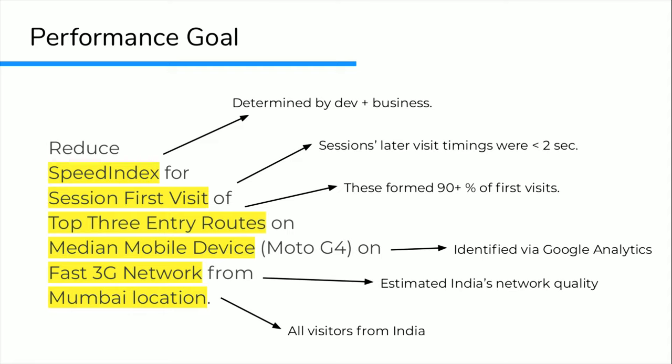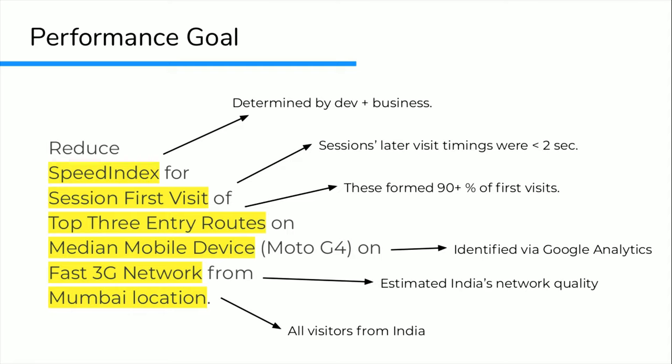We were looking at session's first visit because single page apps are all essentially about the first hit where your SPA code gets loaded. The later hits are obviously a lot faster always. We're looking at the top three entry routes because these form 90% of our entry. This was coming from Google Analytics.